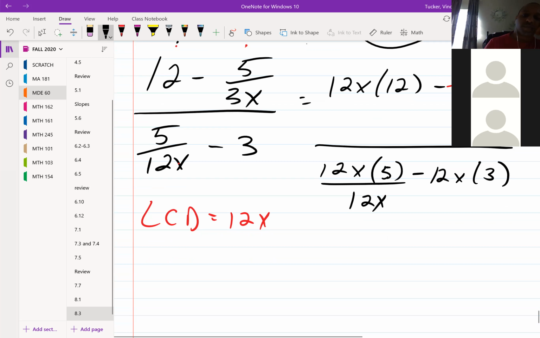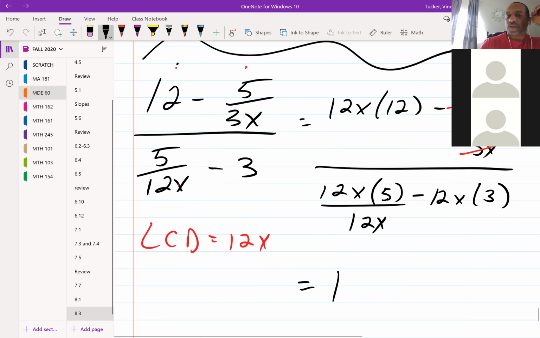Wait, hold on. I see 12 minus 5 over 3x. The 12 is not over the 3x. The 5 is over the 3x. Yeah, the 5 is over 3x. Now, if I would put the 12x on the outside in the numerator, top part of the problem, it'd be 12x times 12 minus 5 over 3x.